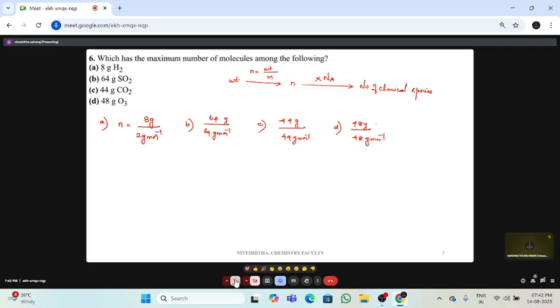So from this we can calculate the number of moles, and from number of moles we can calculate the number of chemical species. So here it is 4 mole, here it is 1 mole, here also it is 1 mole, and here also it is 1 mole. So among all the 4 options, the first option got the maximum number of moles. So obviously this got the maximum number of molecules. So our answer is option A. One more question.